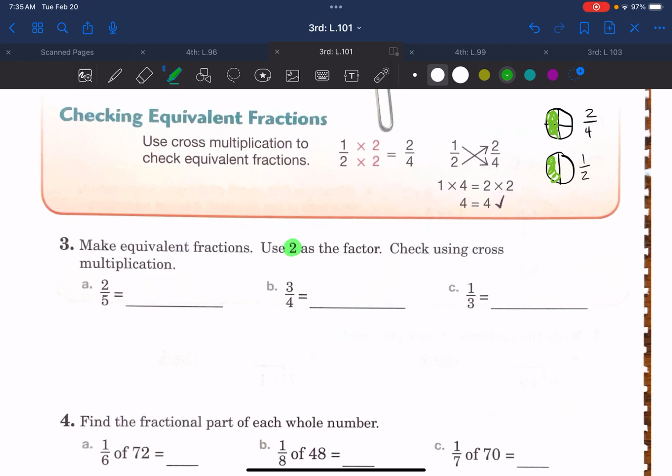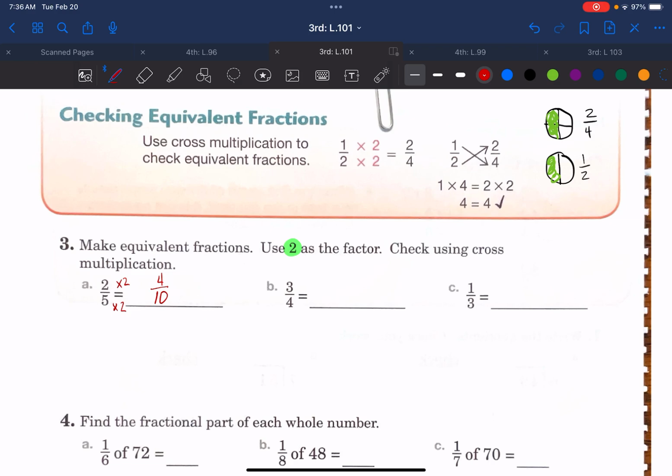Now we are going to practice making equivalent fractions. It tells you to use 2 as a factor today. So we learned this a few lessons ago, but we haven't really had to practice it very much. You're going to practice it again today. All right? So 2/5. We're going to say times 2, and you have to do it on the top and the bottom. So 2 times 2 is 4, and 5 times 2 is 10. So 2/5 is the same as 4/10.